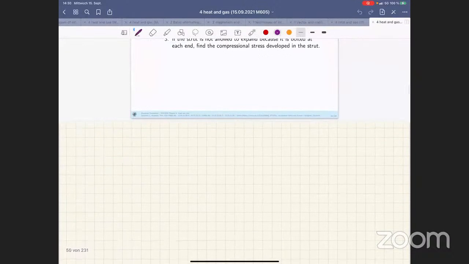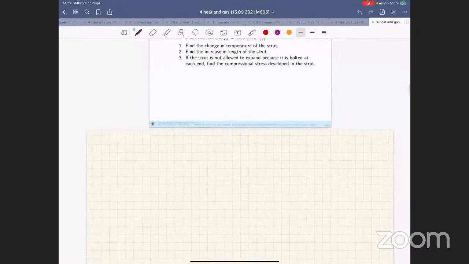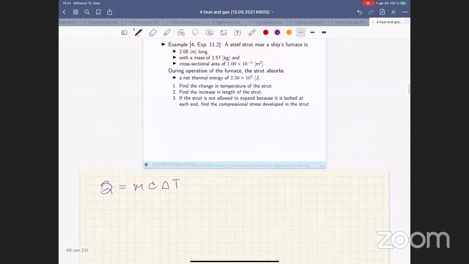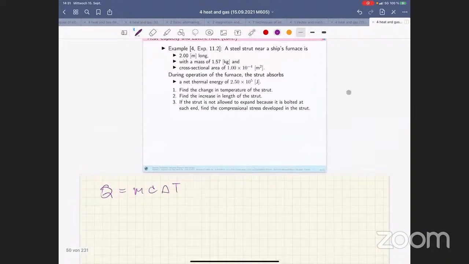So we start from the usual formula, Q is mc delta T. And we want to find the change in temperature, so it's going to be delta T. What is the value of delta T?